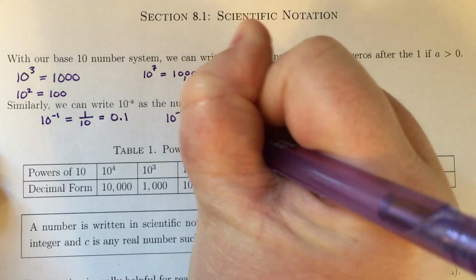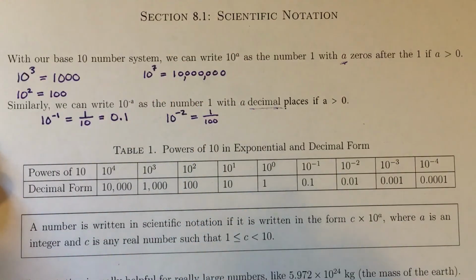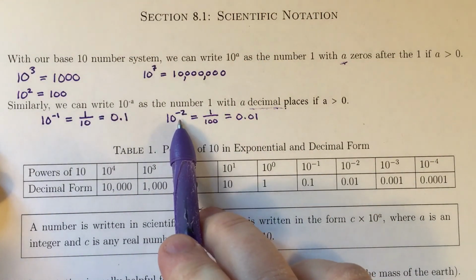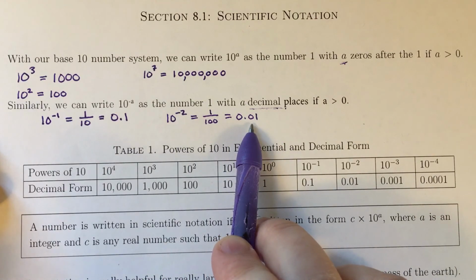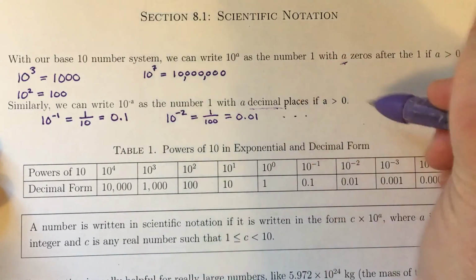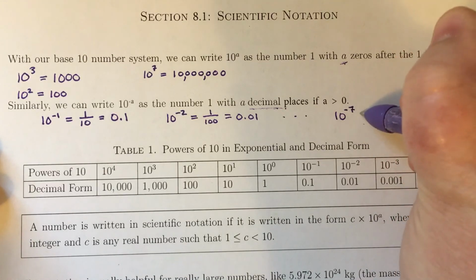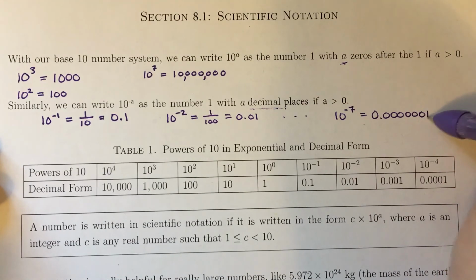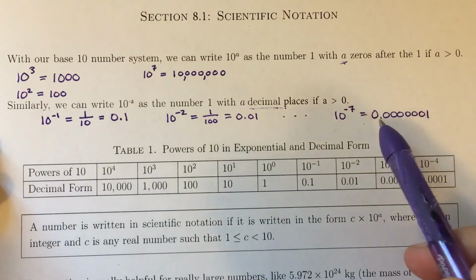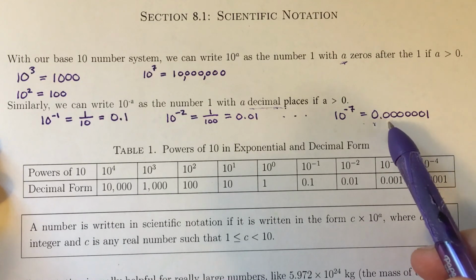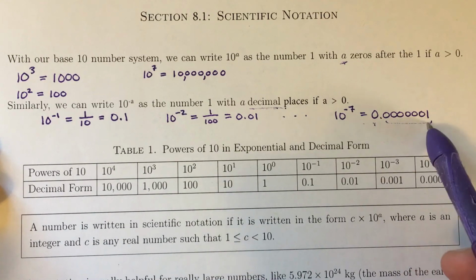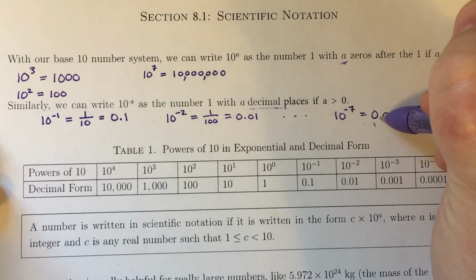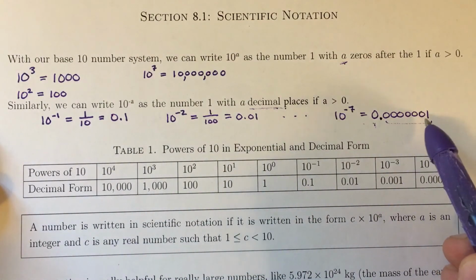10 to the negative 2 would be 1 over 10 squared, or 1 over 100, which is 0.01. So for an exponent of negative 2, we have 2 decimal places. And it would keep going, of course. If we do 10 to the negative 7th, it'd be 7 decimal places. Now be careful though, because that's not the same as 7 zeros, unless you write that 0 in front of the decimal. It's really 7 decimal places with that 1. So if you count the 0 in front of the decimal, then it's 7 zeros, but otherwise it's 6 zeros after the decimal place.